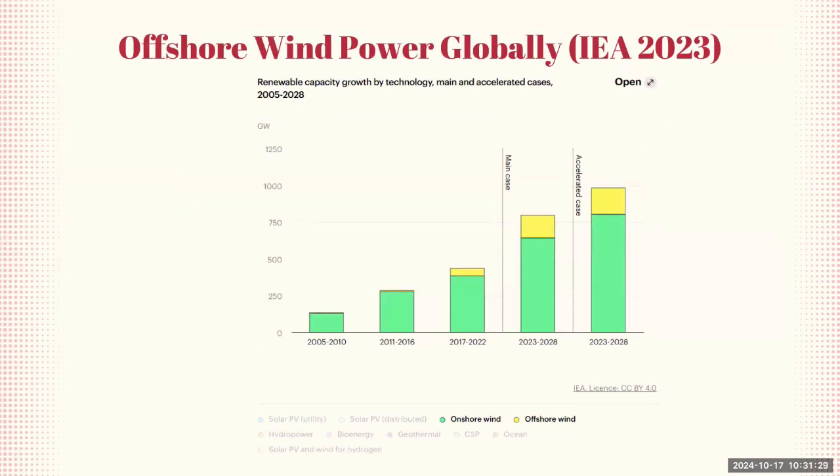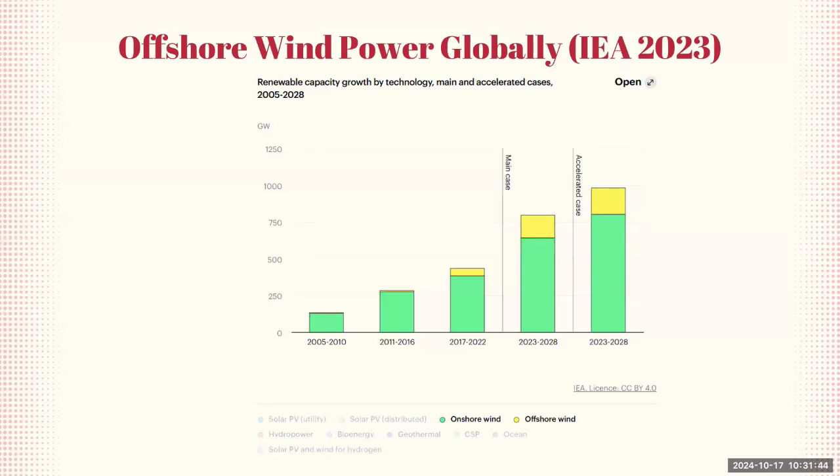Okay, so I've talked a lot about Europe. What about globally? Even globally, we can see that the renewable capacity growth has increased a lot between 2005 and 2028. The green segment represents onshore wind, while the yellow highlights offshore wind.